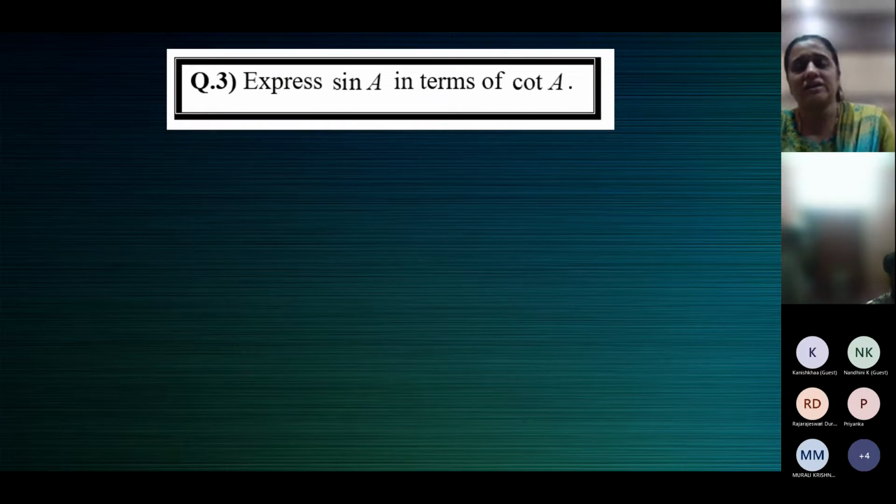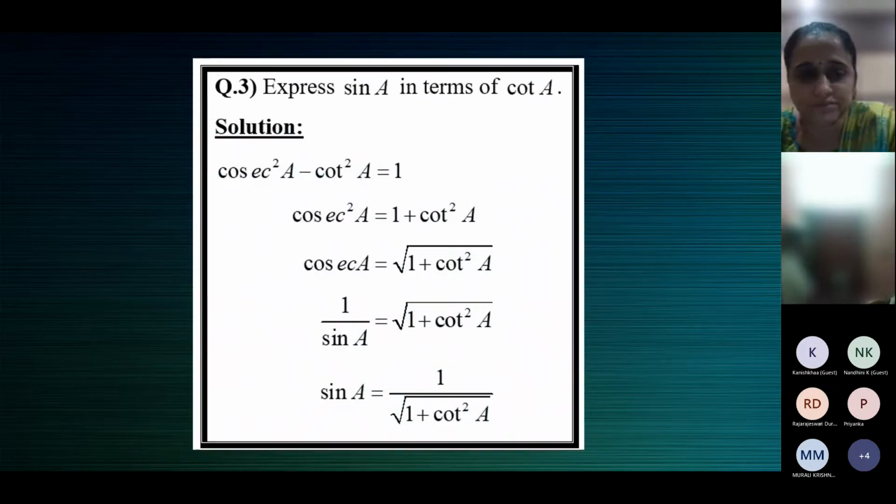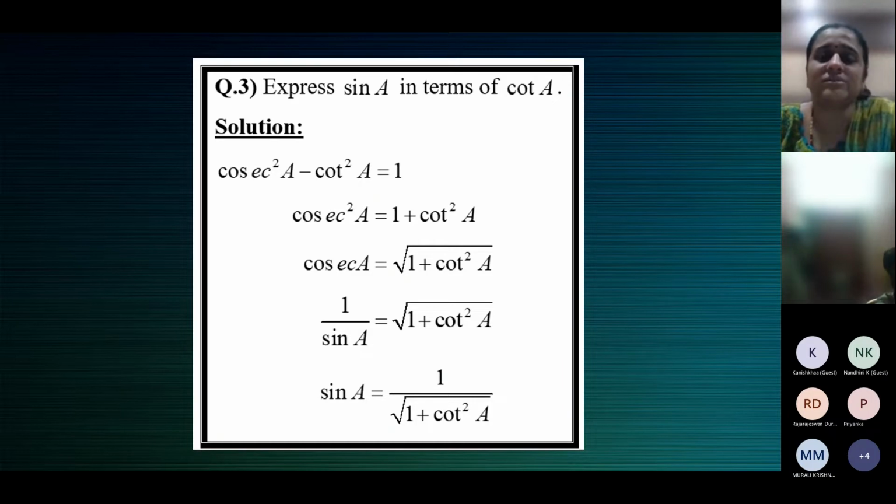Express sine A in terms of cot A. I think I'll show the answer slide, try to understand. Expressing sine A in terms of cot A. See, when it is sine, you can also use cosecant because they're related. You can read the question like this: express sine A in terms of cot A. Or you can also read it like this: express cosecant A in terms of cot A.